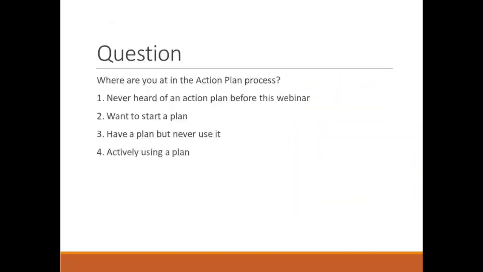And then again in the Q&A box, please answer, where are you at in the action plan process? 1, you've never heard of an action plan before this webinar. 2, you want to start a plan. 3, you have a plan but never use it. And 4, you're actively using a plan.